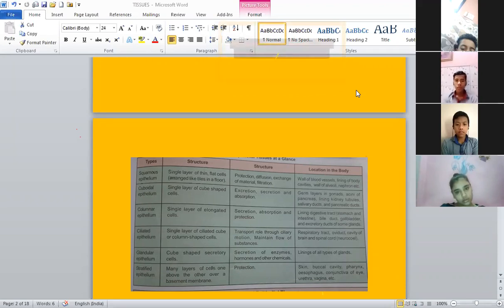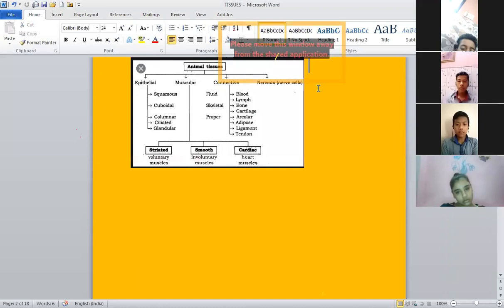Now, the second type. Now we will study muscular tissue. We have studied epithelium and the functions and locations of these tissues. Now we'll study muscular tissue. Muscular tissue is again of three types: striated or voluntary muscle tissue, then smooth or involuntary muscle tissue, then cardiac or heart muscle tissue.